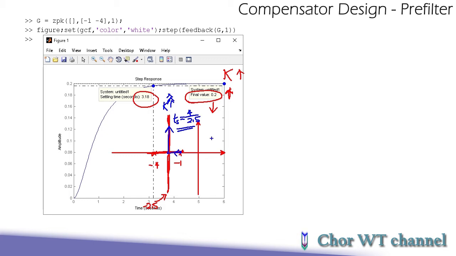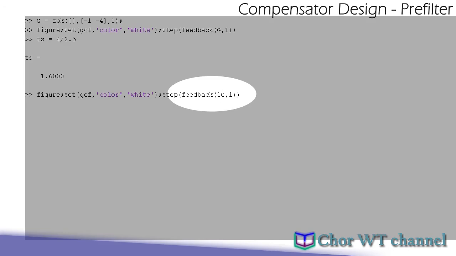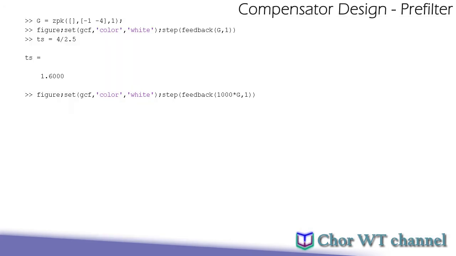So let's try to verify this using the simulation, and see whether our hypothesis is correct or not. Now let's calculate our settling time Ts to be equal to 4 over 2.5. It is actually 1.6 seconds. I repeat this, but I am changing my forward gain to, let's say, something like 1000.